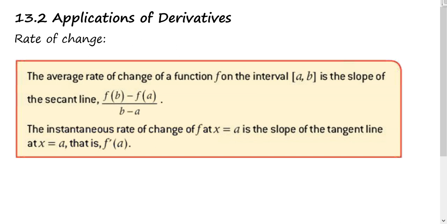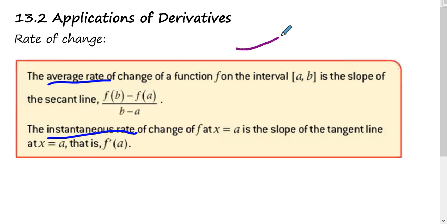Okay, so we are going to look at applications with derivatives. With these, we're going to be looking at that rate of change, both the average rate of change and the instantaneous rate of change. When we first started learning about derivatives, we found the average rate of change. We found the slope in between 2 points.